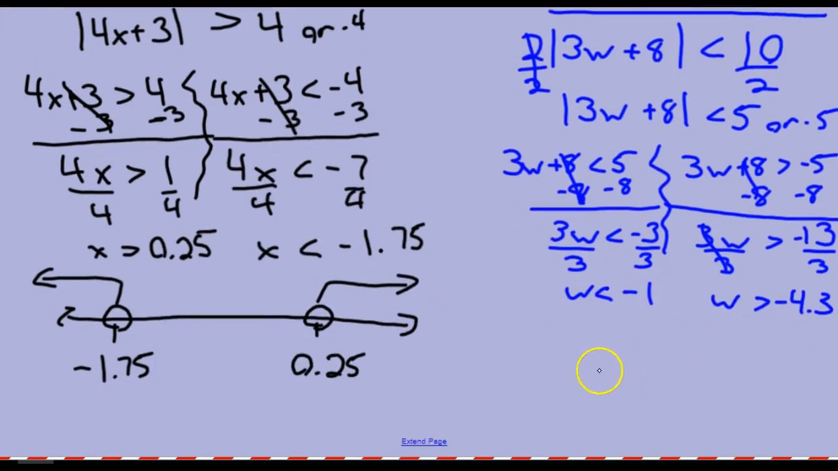Now, if we're going to graph this, we have to see which one is less than. The one that is less is this negative 4.3. The one that is greater is the negative 1, because it's closer to 0. Negative 1 is an open circle pointing to the left. Negative 4.3 is an open circle pointing to the right.